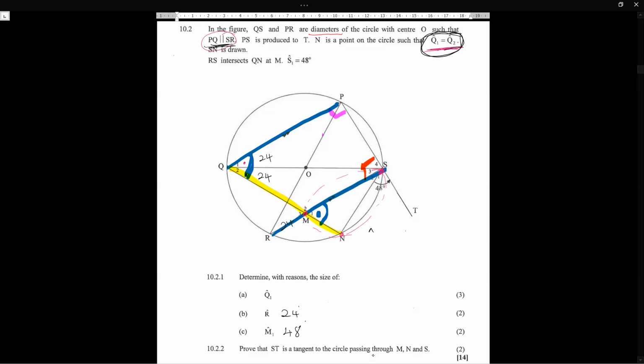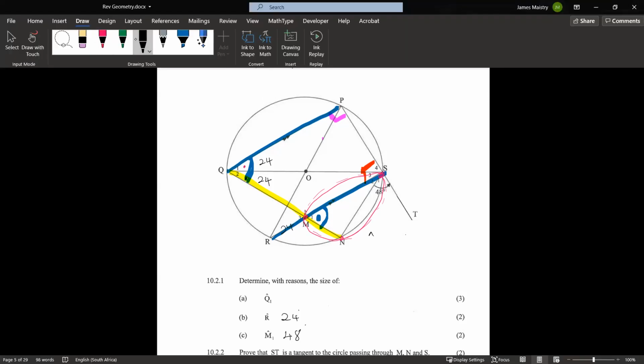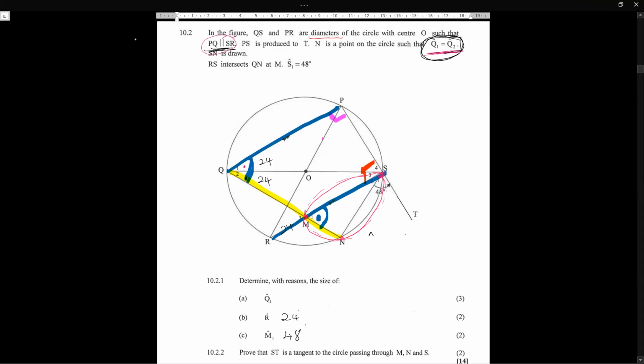Okay, so we want to prove. So the best thing we could prove is for it to be a tangent, it means that if S1 is 48, angle M1, well, we found it in the last question, to be honest with you, which I didn't write down. M1 we said was 48. And let's write that down. We found that to be 48. So it's actually proven. We just got to write it out.